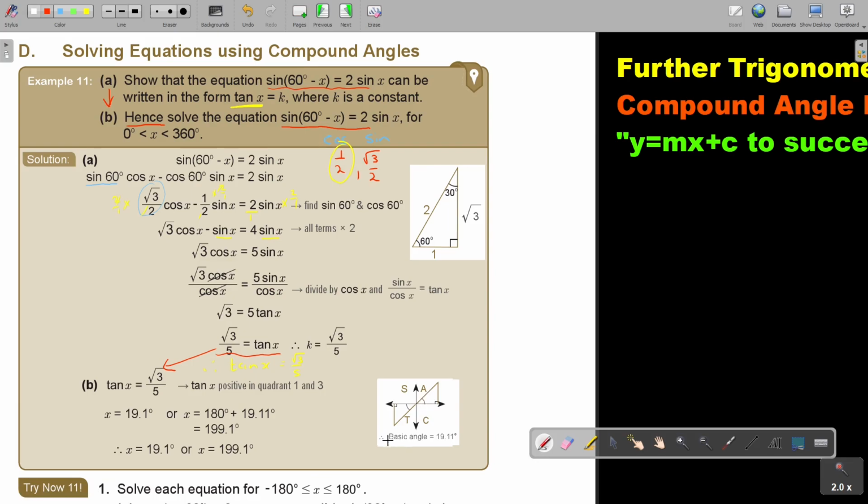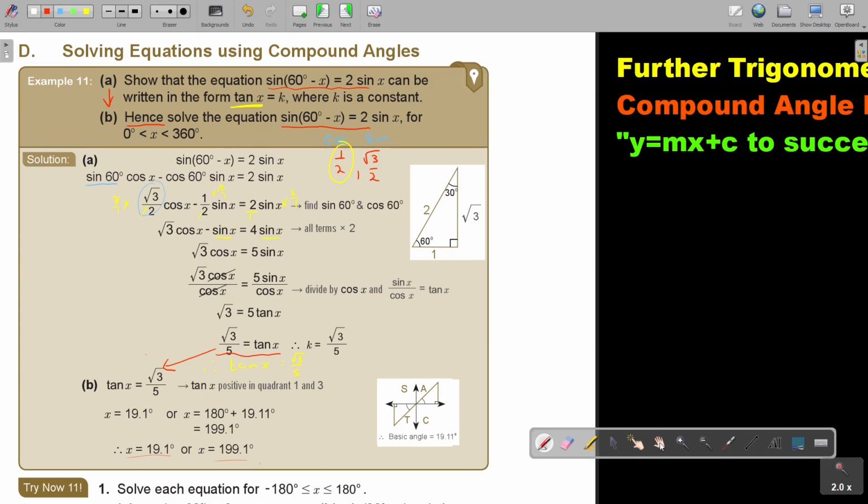okay, so get your basic angle. So press on your calculator, shift tan, bracket, square root 3 over 5, close the bracket, equal. Make sure your calculator is on degrees, and then you'll get your basic angle. Make it to 2 decimal places so that the final one is correct to 1 decimal place. So it's 19.1, this is 180 plus 19.11, and there is my final answer. That's how I do it.